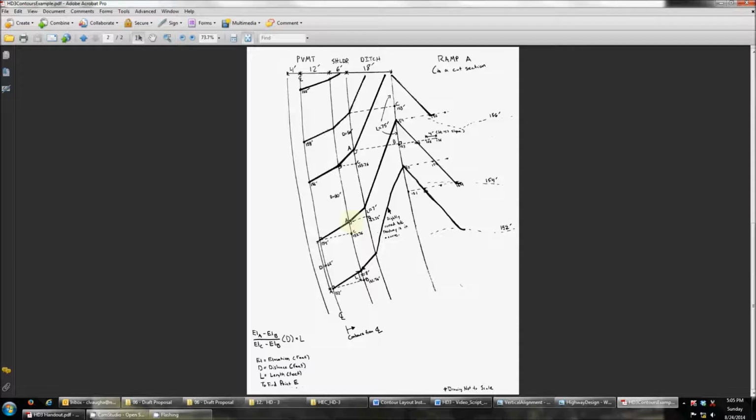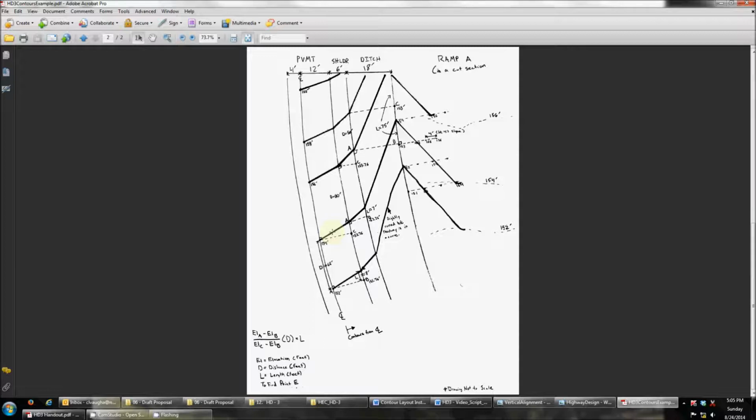After you've found all of these points, the whole number elevation contour points along the edge of pavement, connect the dots between the appropriate contour points by drawing a straight line between the two, because the NC 125 horizontal alignment is straight.